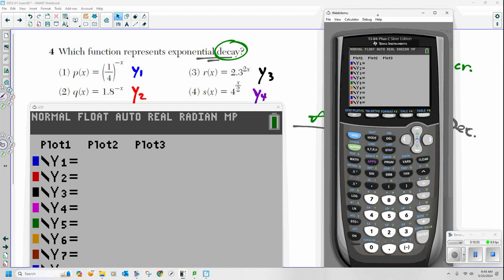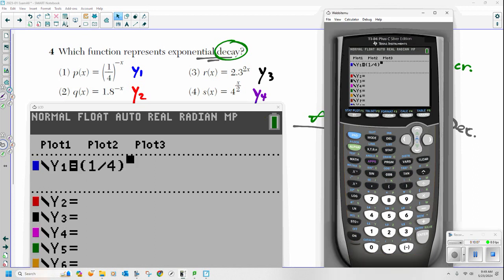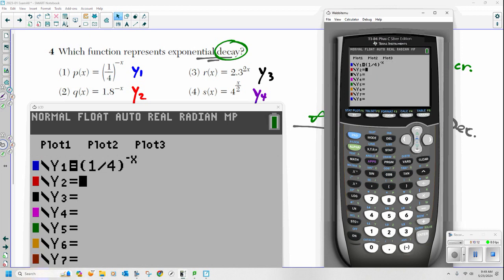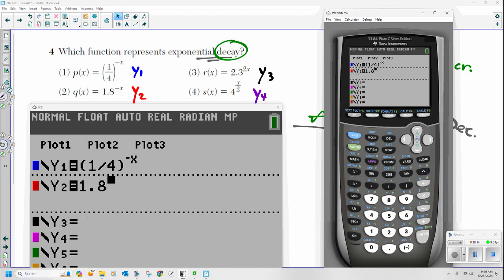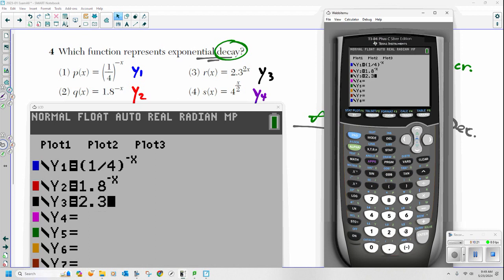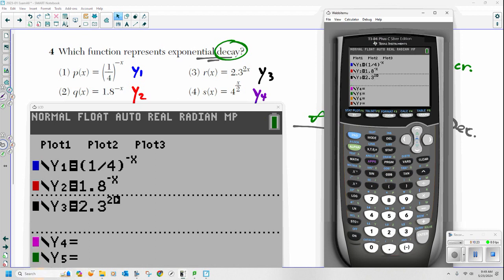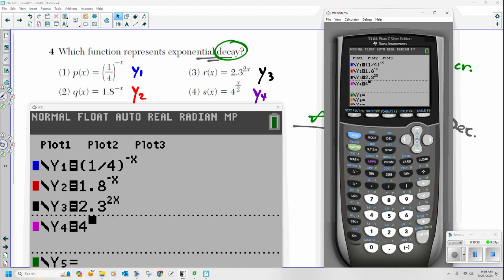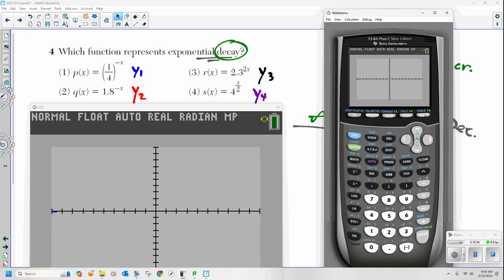All right, and in blue, I'm going to put 1/4, 1 divided by 4, raised to the negative x. That is going to be my blue graph. The red one is 1.8 raised to the negative x. That is my red graph in y2. The next one is 2.3 raised to the 2x. That is the black line, and the purple line will be my fourth option, which will be 4 raised to x divided by 2. Let's graph this. We still have a 10 by 10 screen.